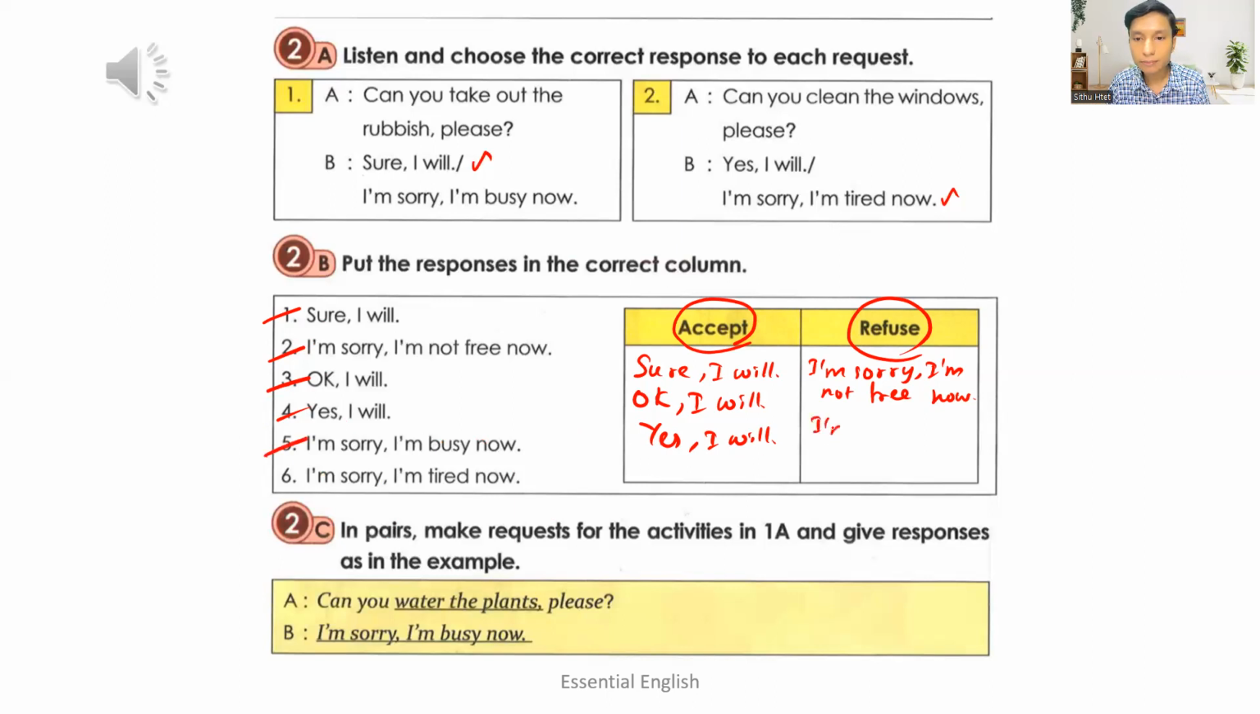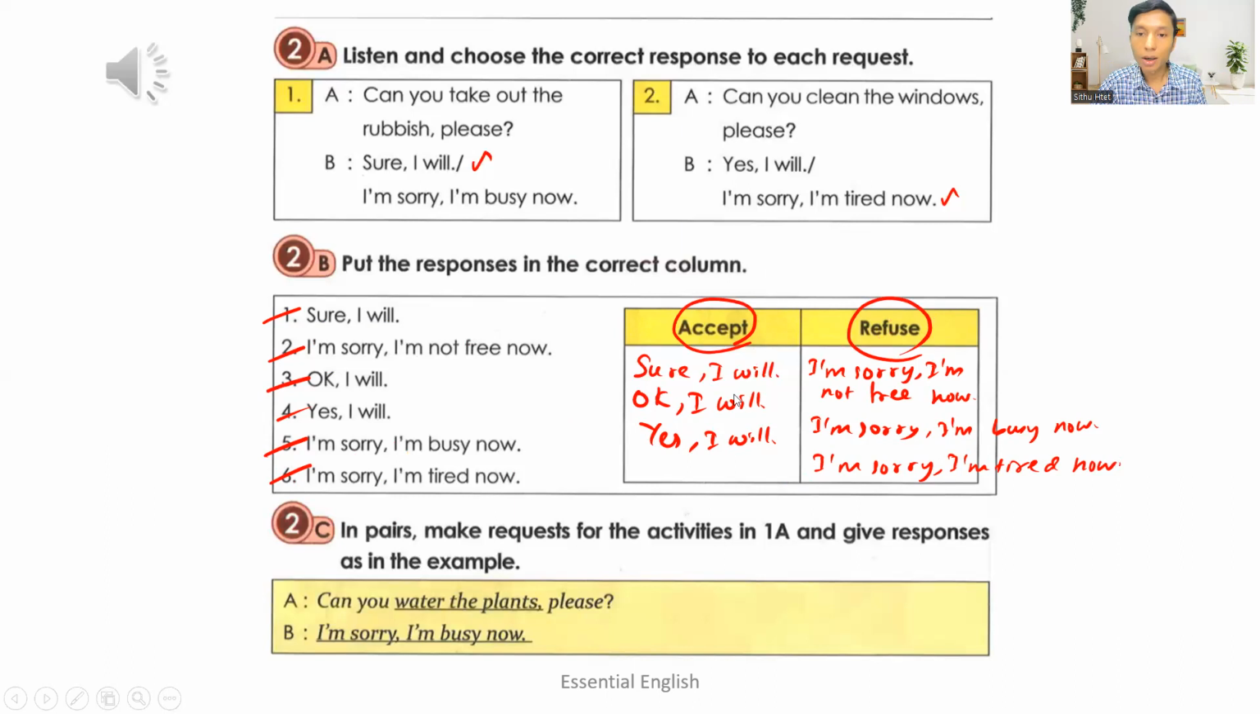Okay, the next one. I'm sorry, I'm tired now. So the last response is also similar to the fifth response. So it's for the column refuse. I'm sorry, I'm tired now. Okay.